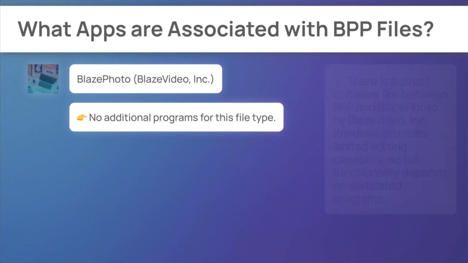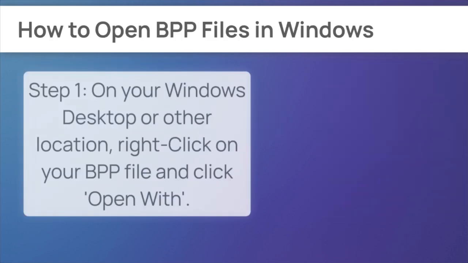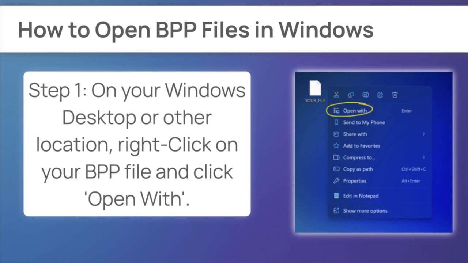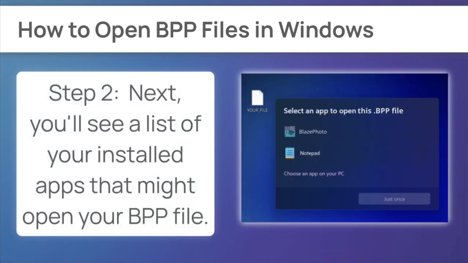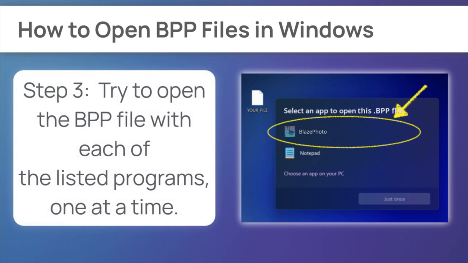Windows provides limited editing capability, so full functionality depends on dedicated programs. Windows shows basic previews for common types, while detailed editing needs design applications. Your key action: right-click the BPP file and select Open With. If BlazePhoto is installed, use it. If not, choose another program. Continue testing until the BPP file opens successfully.